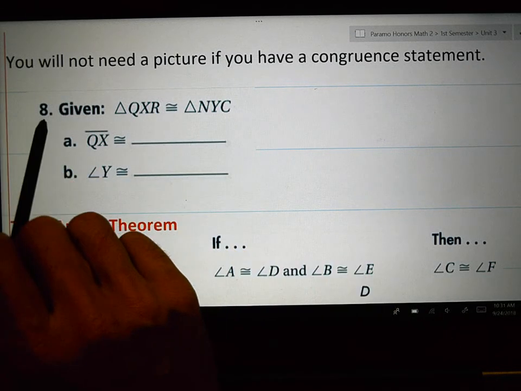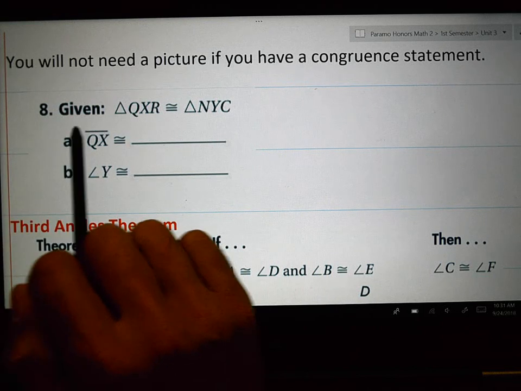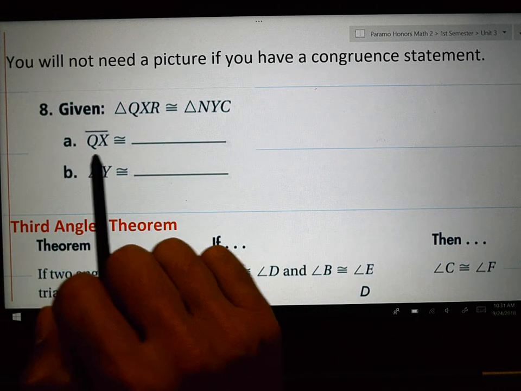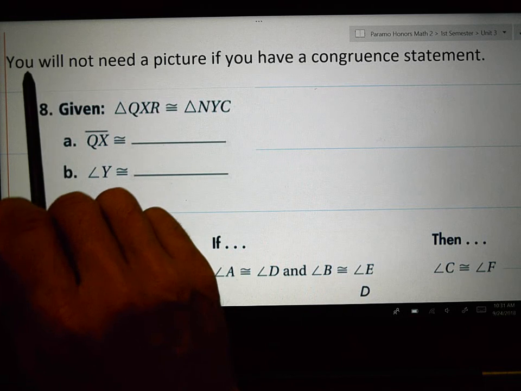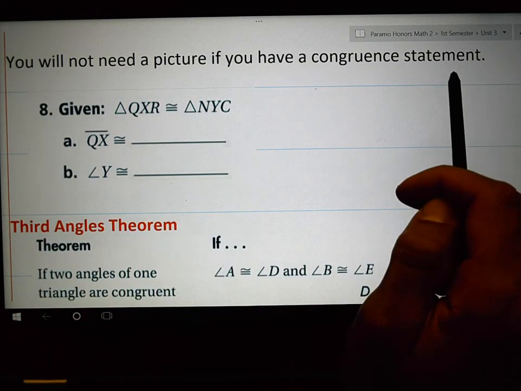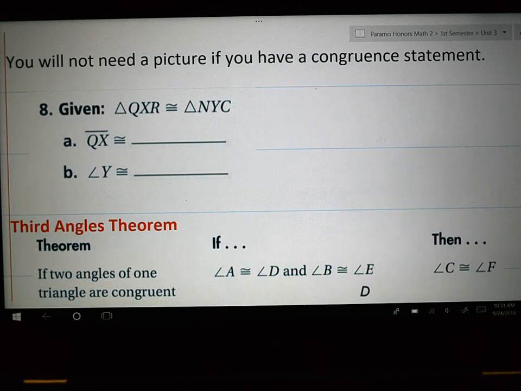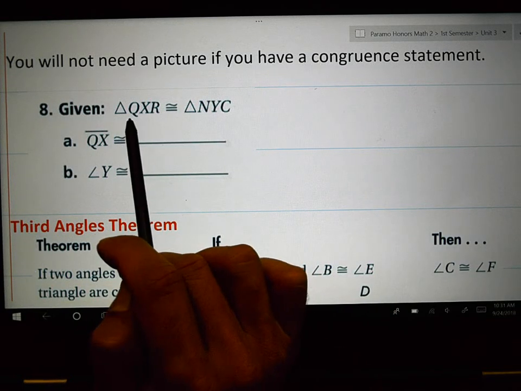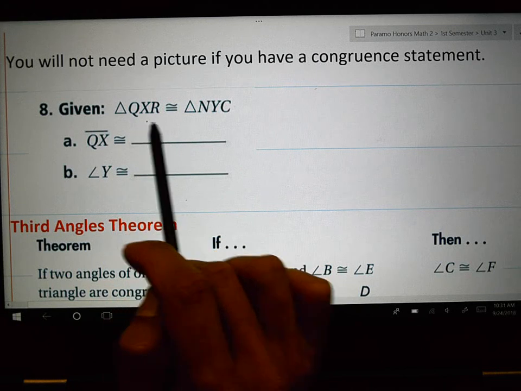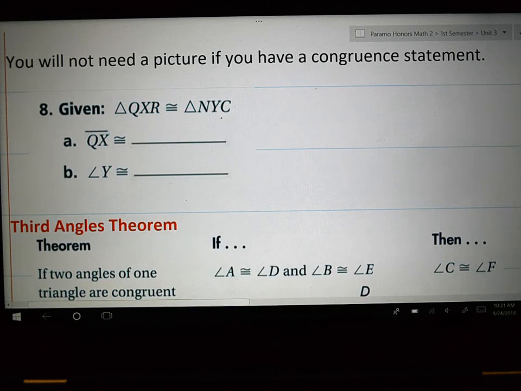On number 8, your first homework question says, this is given. What is this congruent to? And I wrote down up here, you don't necessarily need a picture if you have a congruent statement. Just because I gave you a picture the first time doesn't mean that you have to have one. If they tell you that triangle QXR is congruent to triangle NYC, then you should know all the angles are congruent to each other, all the sides are congruent to each other.